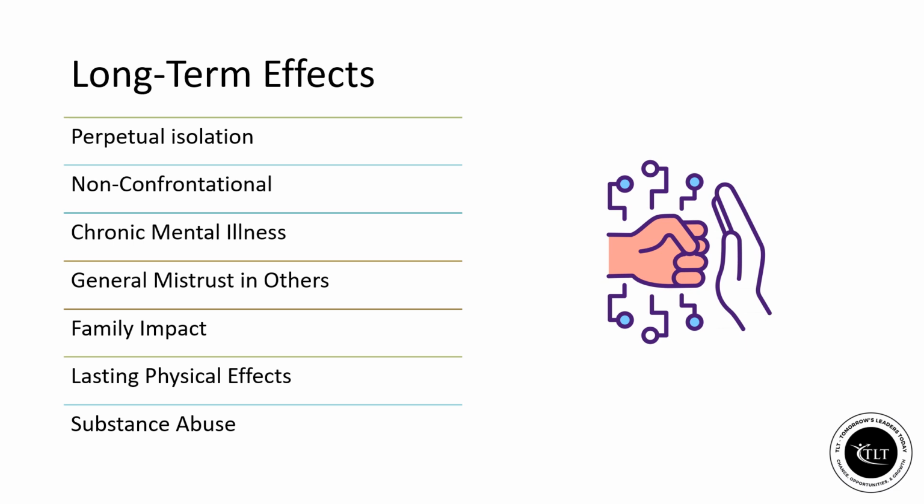Stemming from short-term socialization difficulties, a long-term effect of cyberbullying can be the struggle to form lasting friendships or relationships. Trust issues often underlie these difficulties, especially if a student's friends were their cyberbullies. Such betrayal can have a profound negative impact on the victim's ability to trust others in the future.